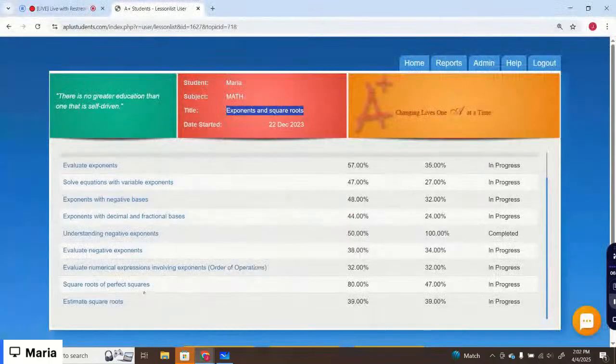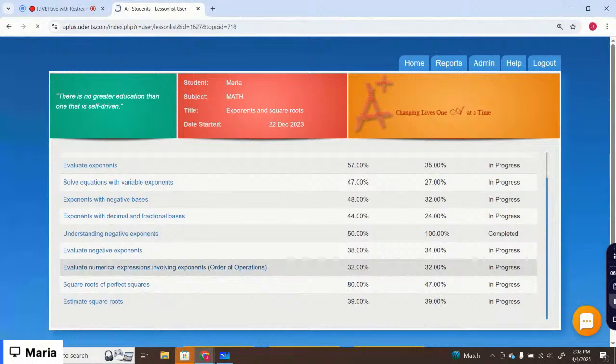I'm on grade 7 math. The chapter we're on right now is exponents and square roots. Let's just start with the lesson: evaluate numerical expressions involving exponents.